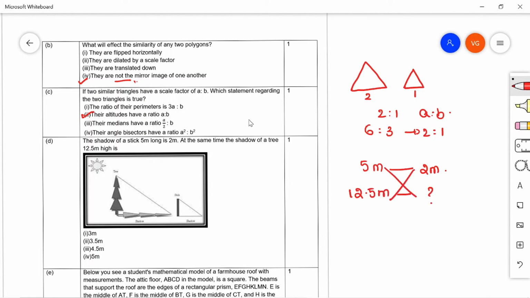Just take the cross multiplication. Let us consider this as x. So 5 into x is equal to 2 into 12.5 here. So x is equal to 12.5 into 2, which is 25, divided by 5. So 5 meter will be the shadow length here. So out of this, option 4 is 5 meter.